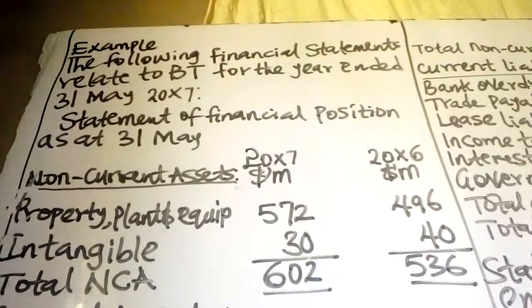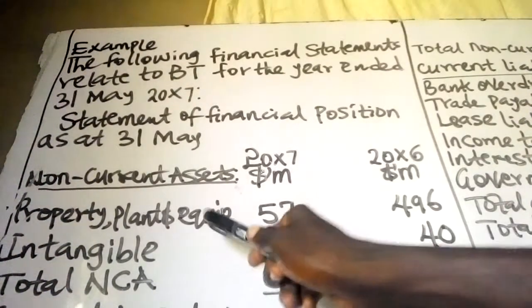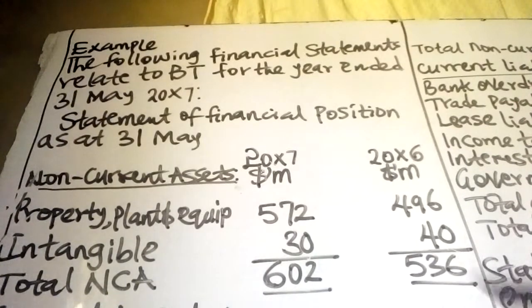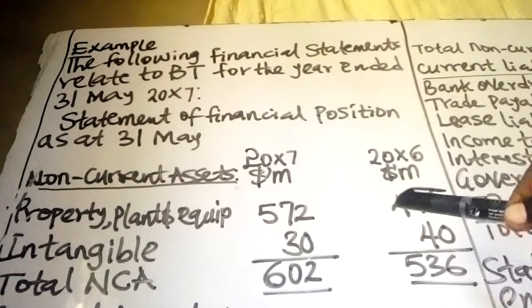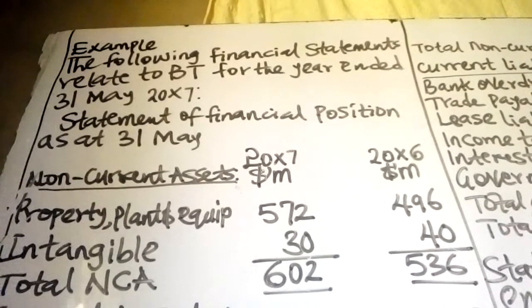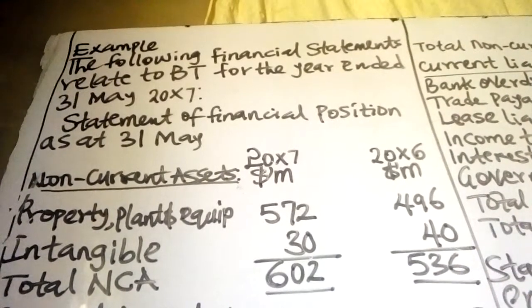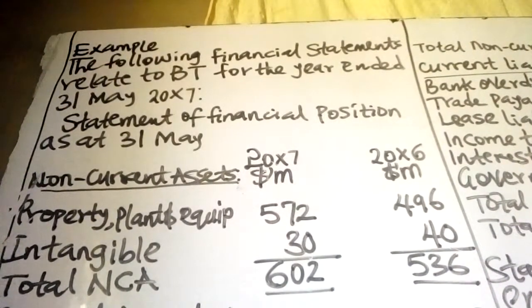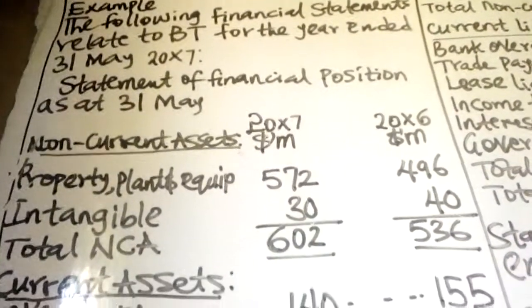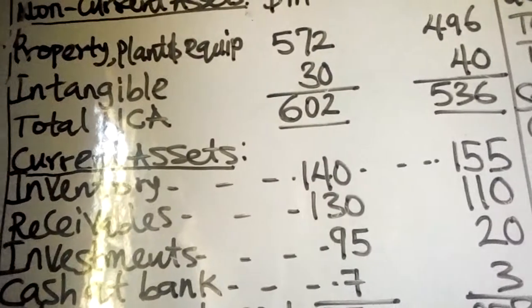Under the non-current assets, we have property, plant and equipment. For 20x7 we have 572 and 496 for 20x6. Intangible assets. For 20x7 we have 30 and 20x6 40. The total of non-current assets is 602 and 536 for 20x7 and 20x6 respectively.